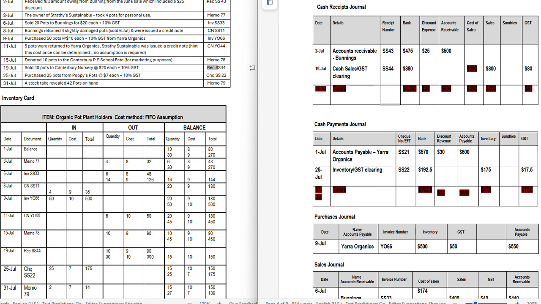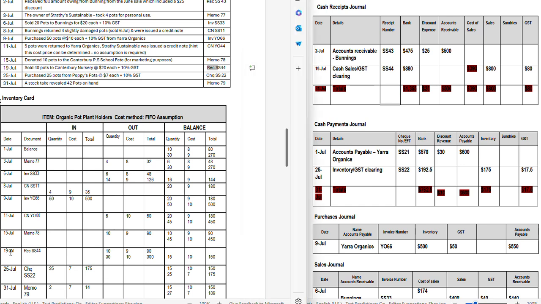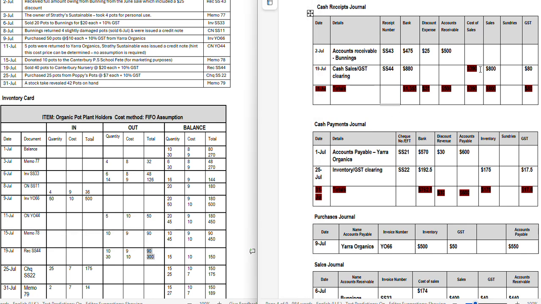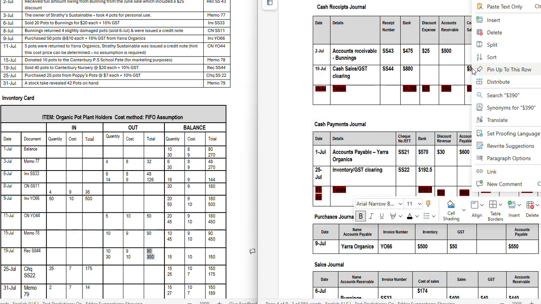Don't forget the cost price effect, because again, we need to work out our GP, our gross profit, on this later. So therefore, we need to once again go downstairs to the inventory card, look in the out column on the 19th. And again, FIFO has been applied, so we need to add up the $9 and $10 units. So we've got $90 and $300. That's a cost price effect of $390.